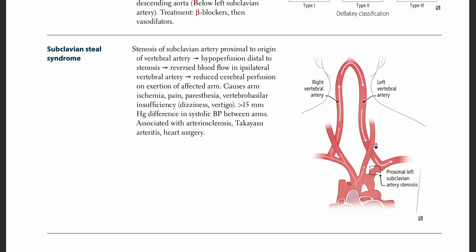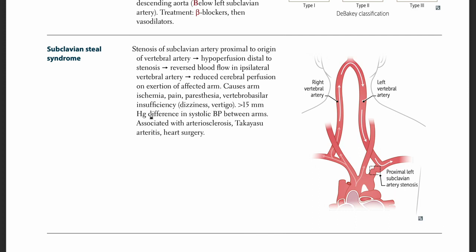Okay. So say this is on the left side, right? The left arm is doing stuff. When it's doing stuff, it's going to require more energy, so it's going to pull more blood. Because of that, it will cause arm ischemia, obviously, because the blood is not going to be enough to take care of the oxygen demand. You'll have pain because of less oxygen in the blood. You'll have paresthesia, and vertebrobasilar insufficiency, so dizziness and vertigo, right?